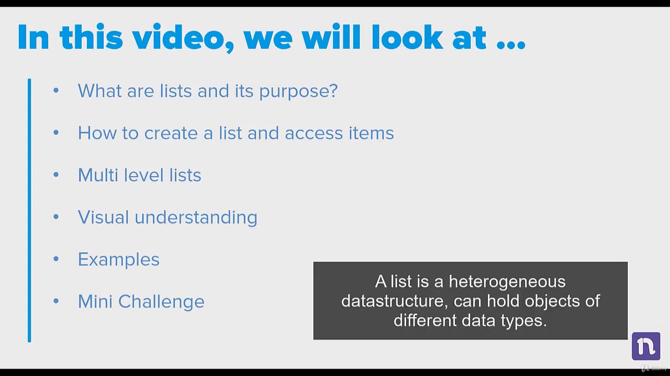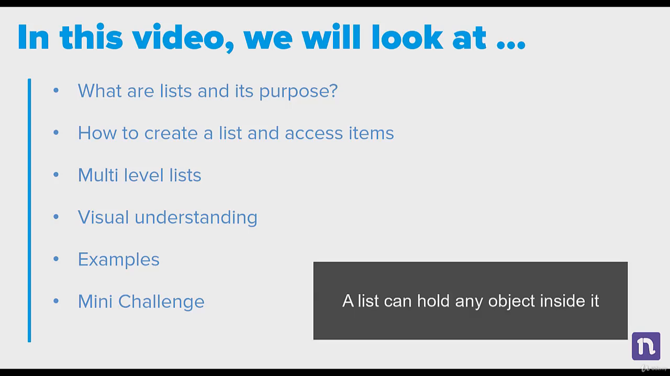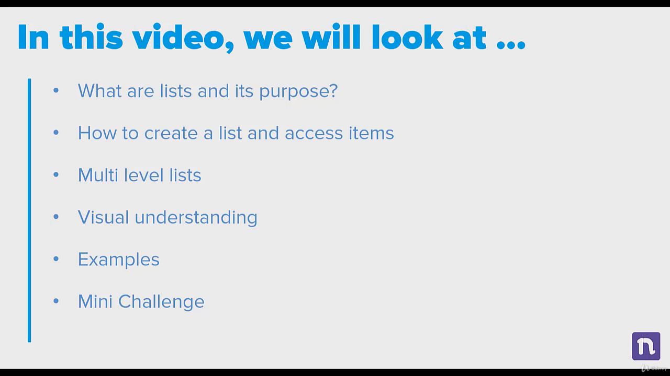What I mean by that is it can hold not just one data type as you would see in a vector, but also it can hold different objects inside itself. In fact, a list can hold another vector, not just a vector, it can hold other lists also inside one single list. So that gives a lot of flexibility.